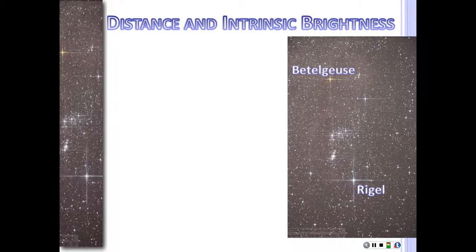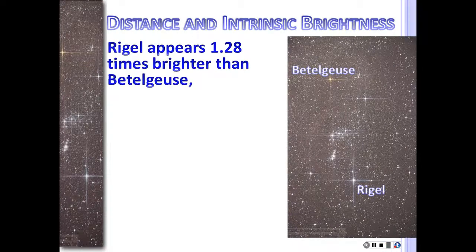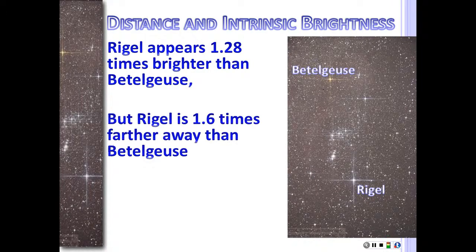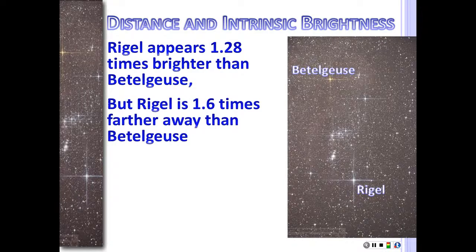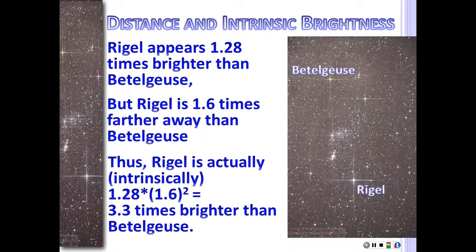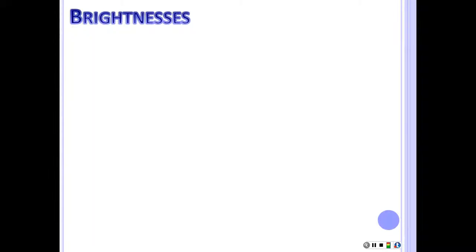To give you an example, here we have Orion, here's Betelgeuse, here's Rigel, here's the Belt, here's the Sword, that's the Orion Nebula. It's hard to see here, but Rigel is brighter than Betelgeuse. It appears to be about 1.2 times brighter, but it's actually further away than Betelgeuse. So if we take into account the fact that Rigel is further away and it looks brighter, it's actually more than 3 times brighter in reality than Betelgeuse. We'll come back to that later.